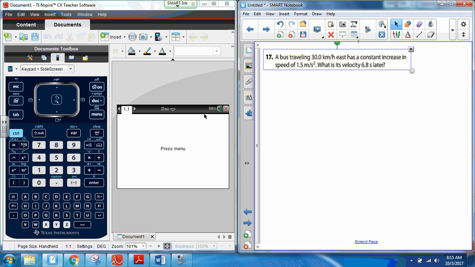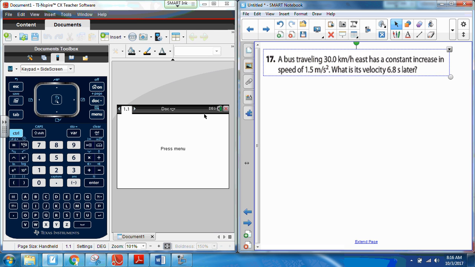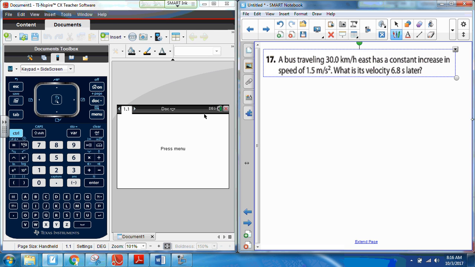All right, number 17. We have a bus traveling at 30 kilometers per hour east, has a constant increase of speed of 1.5 meters per second squared. They want to know what the velocity is 6.8 seconds later. So what is this telling me right here? This 30.0 kilometers per hour east.